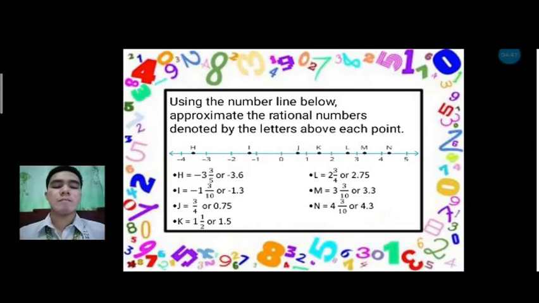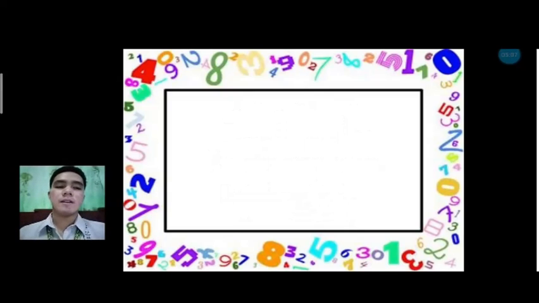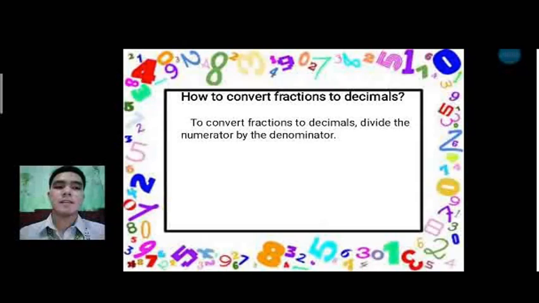So what I'm showing you is that we can express a rational number as a decimal number or in fraction form. Today we're going to deal with converting fractions to decimals and decimals to fractions. First, let's have converting fractions to decimals.